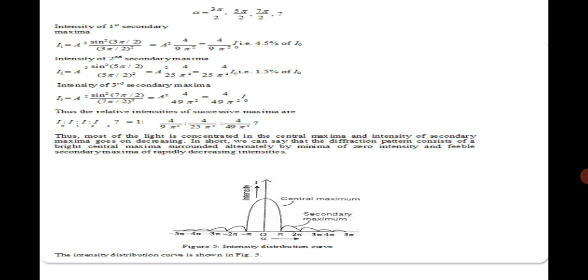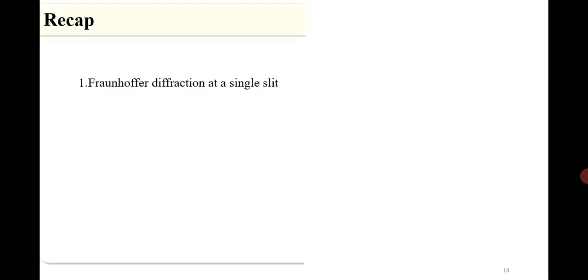Thus most of the light is concentrated in the central maxima, and intensity of secondary maxima goes on decreasing. In short, we can say that the diffraction pattern consists of bright central maxima surrounded alternately by minima of zero intensity and feeble secondary maxima of rapidly decreasing intensities. So as shown in the figure, the intensity distribution curve.